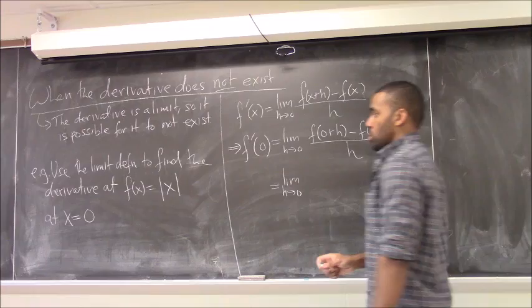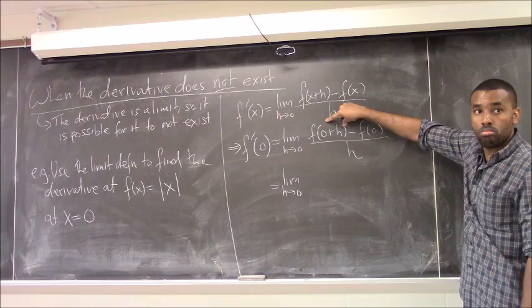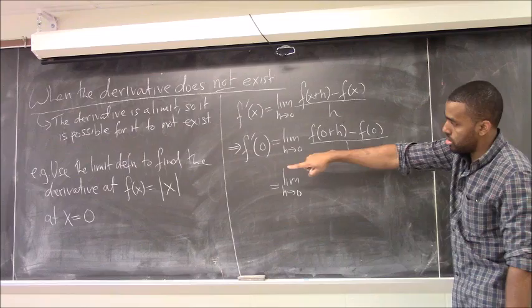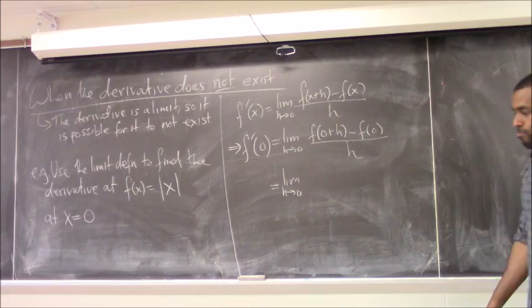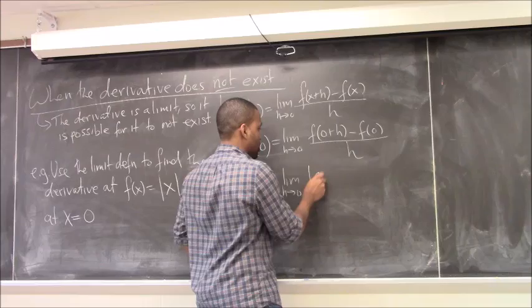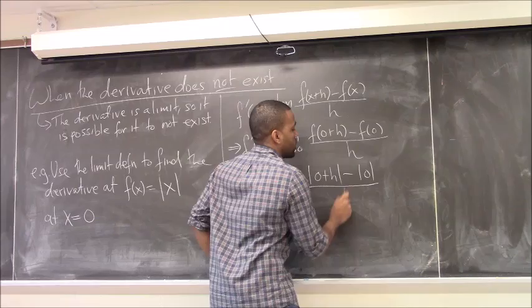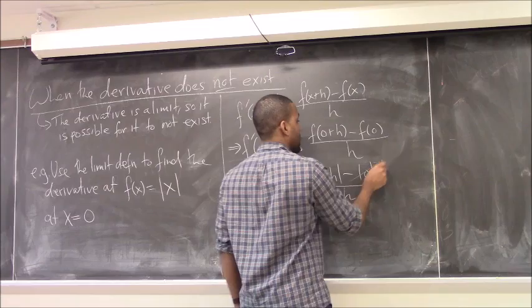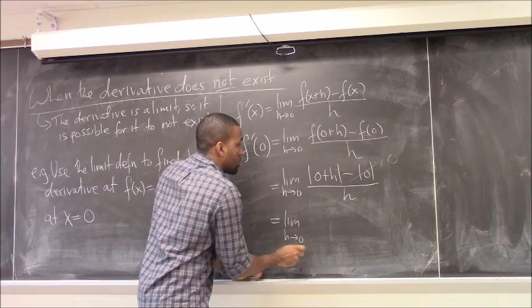So if my function is absolute value of x, what is f of 0 plus h? No, it's absolute value of x, these bars here. So you define f of 0 plus h as the absolute value of 0 plus h. You just replace all x's with whatever is in the parentheses. Okay, so this is minus absolute value of 0 over h. What's absolute value of 0? That's just 0, so we can ignore that guy. And so what we end up with is the limit as h approaches 0 of the absolute value of h over h. Now, what is that limit?